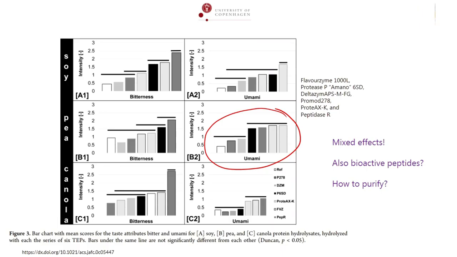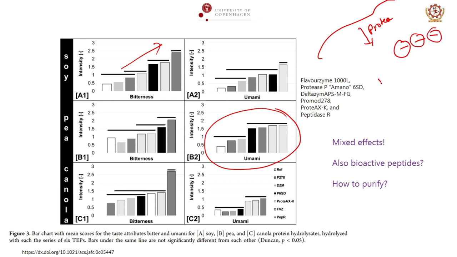Umami flavor is very important to get a meaty structure, meaty flavor. But they're also getting more bitterness. Can you see here? It's a disadvantage. Why? Because when you hydrolyze proteins with protease, you get peptides, small peptides. Peptides will have taste. Some peptides are bitter in taste.